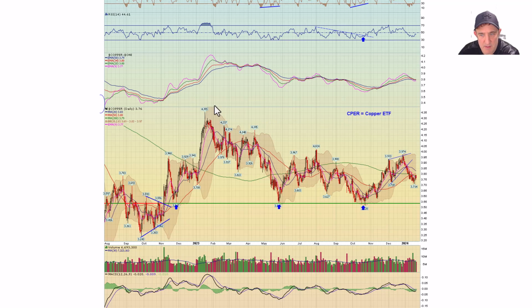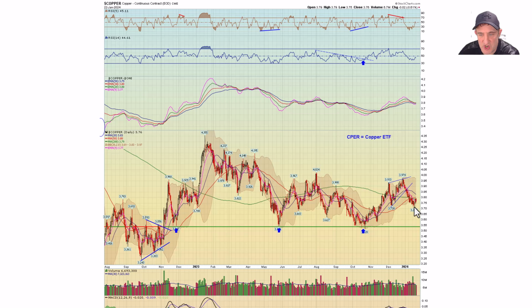Chart number 42, copper, slight down day today. Again, no real changes in the trend. That wedge played out for a nice pullback. We're above long-term support here.